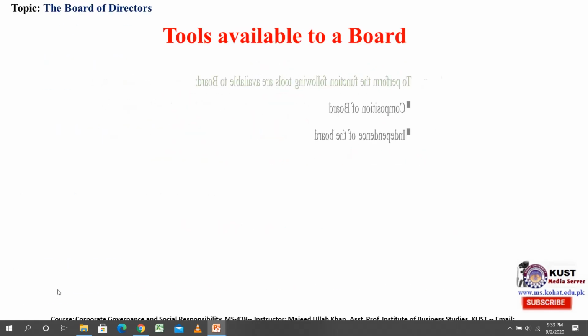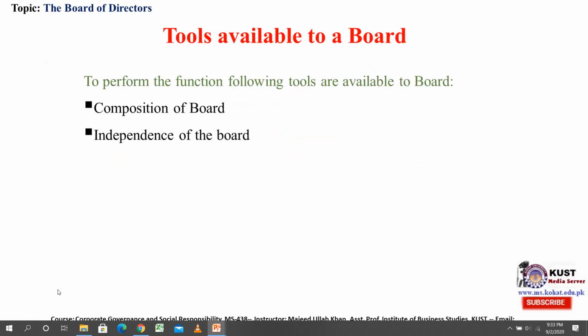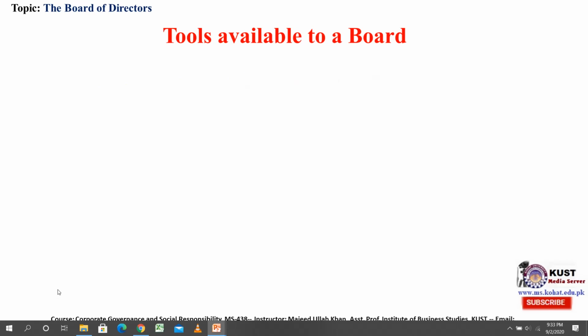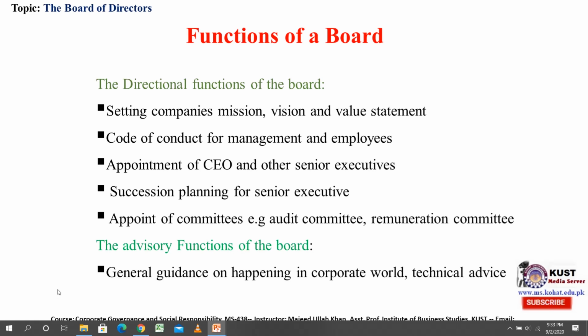Second is to perform the advisory function, meaning to give advice on sales, to give advice on the new machinery that is available, to give advice on the production facility, and to give advice on total quality management. So these are the advisory functions of the board.